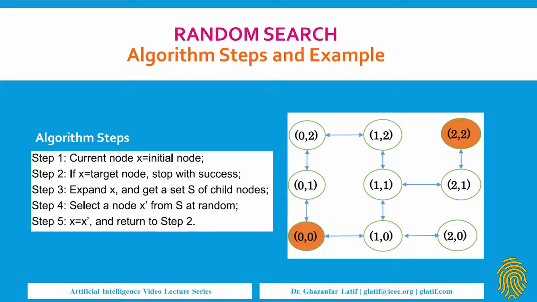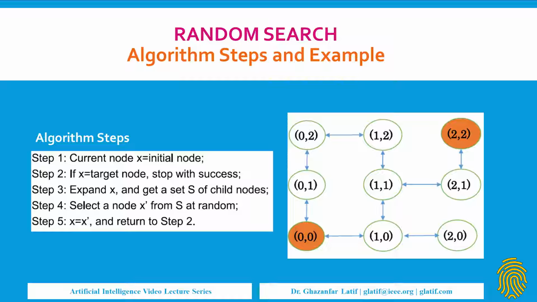So step number 3, because step 2 was not true: expand x. We have the x variable, we will expand x, get the child nodes of x and store them in the variable s, as you can see over here. So expand x, get a set s of child nodes. If you see over here, x is 0 0. What are the child nodes of 0 0? 0 1 and 1 0. We will save both of these node values to variable s.